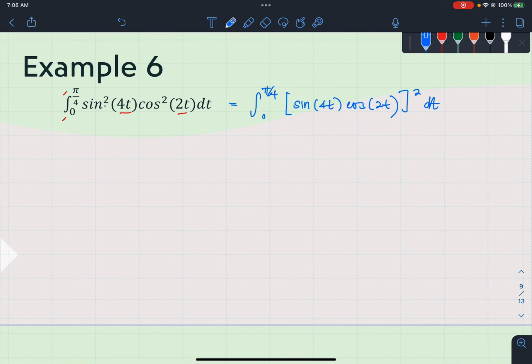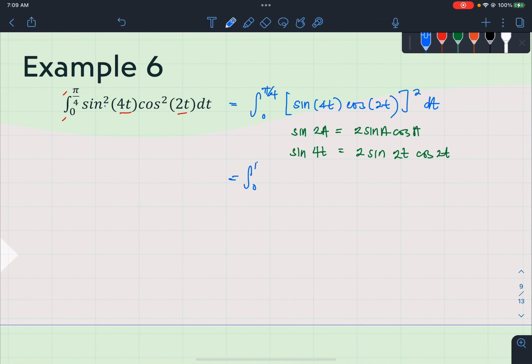Okay, so the 2 can be distributed. That makes it sine squared 4t, cosine squared 2t. But then, remember, let's say we have sine 2a. This is the double angle for sine. This is the same as 2 sine a, cosine a. So therefore, if I would have sine 4t, that will be the same as 2 sine, so this is 4, divided by 2, it's 2. So sine 2t cosine 2t. And that is what we will be transforming now.